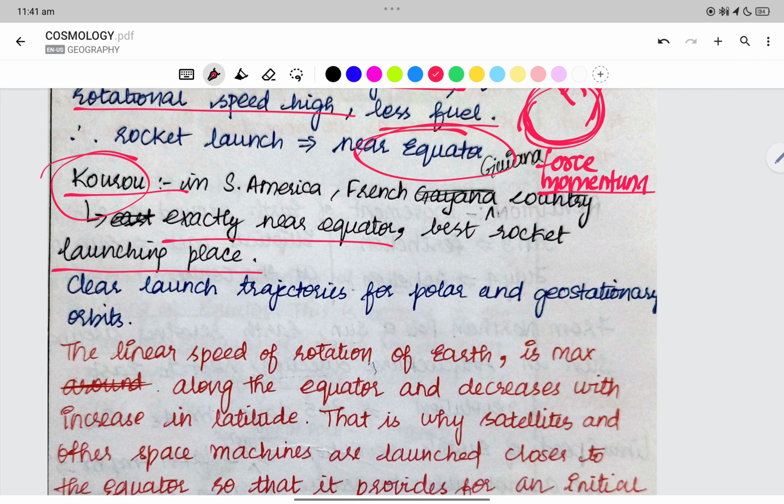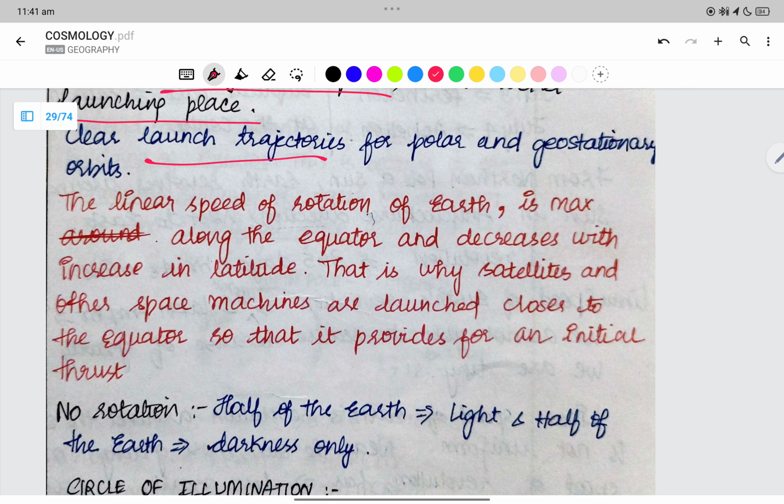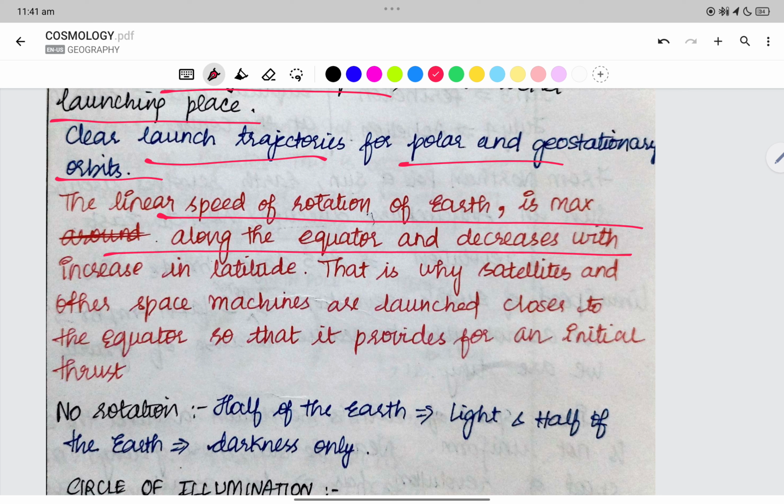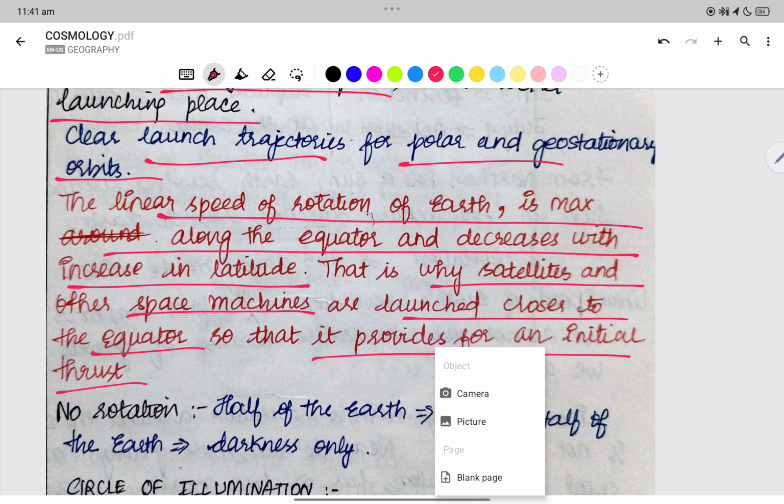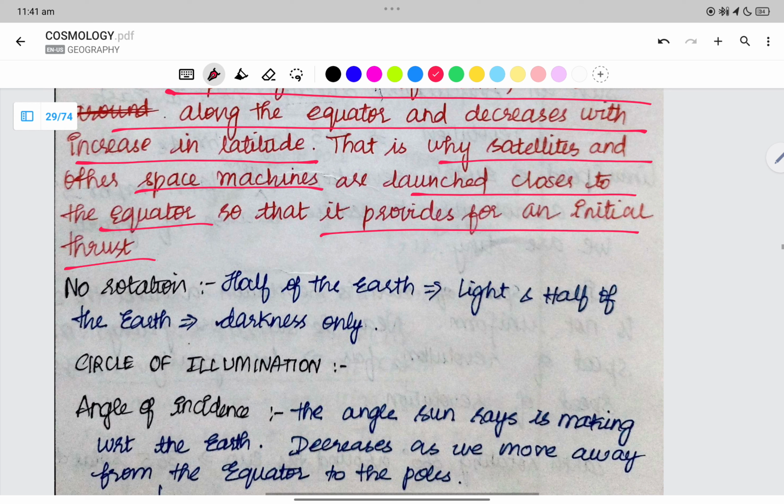The best rocket launching center is Kourou in South America, in South America's French Guiana country. Clear launch trajectories from the pole and geostationary orbital. The linear speed of the rotation is maximum along the equator and decreases with increasing altitude. This is why satellites and other space missions are launched close to the equator, so that it provides an initial thrust. No rotation for half of the Earth.